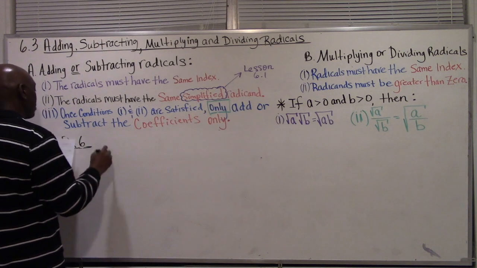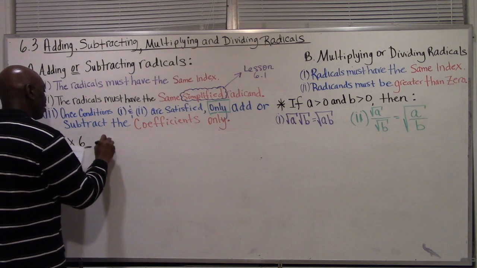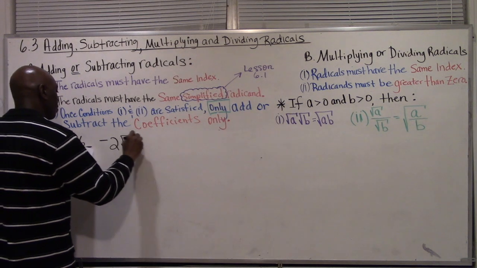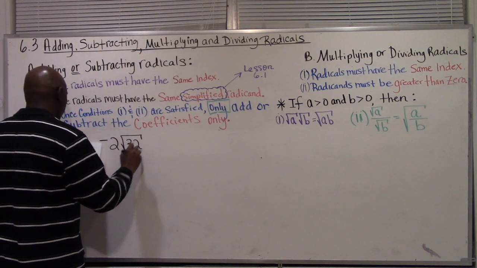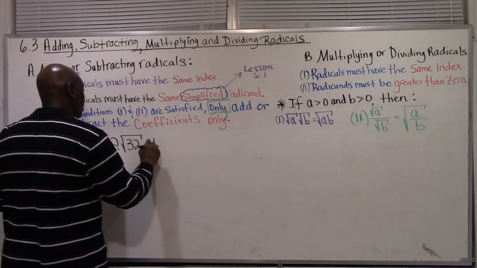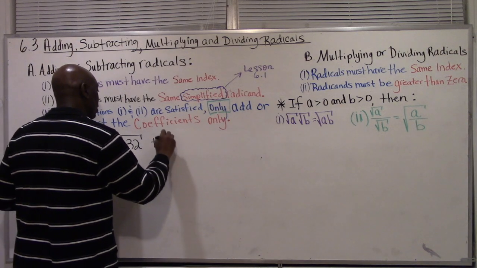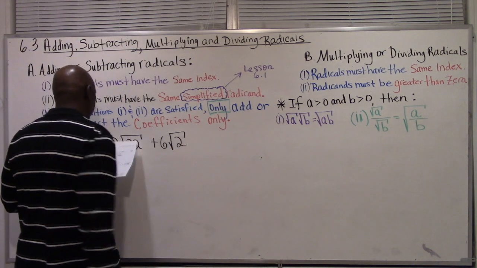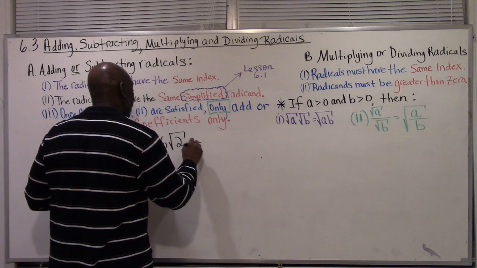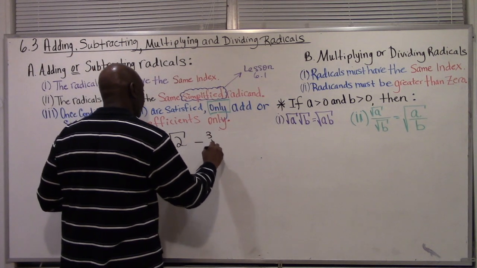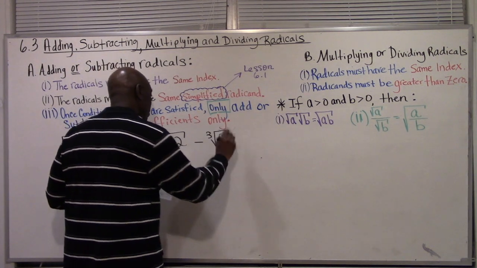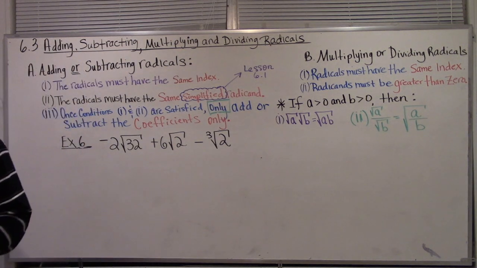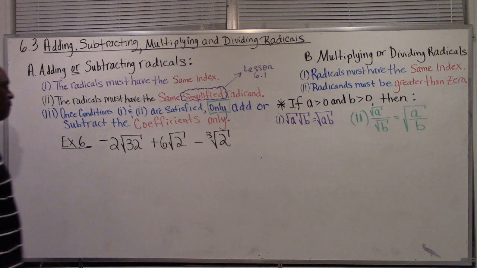Example 6. Negative 2 square root of 32 plus 6 square root of 2 minus the cube root of 2. Okay. All right. 1, 2, 3, 4, 5. Example 6. Here we go.